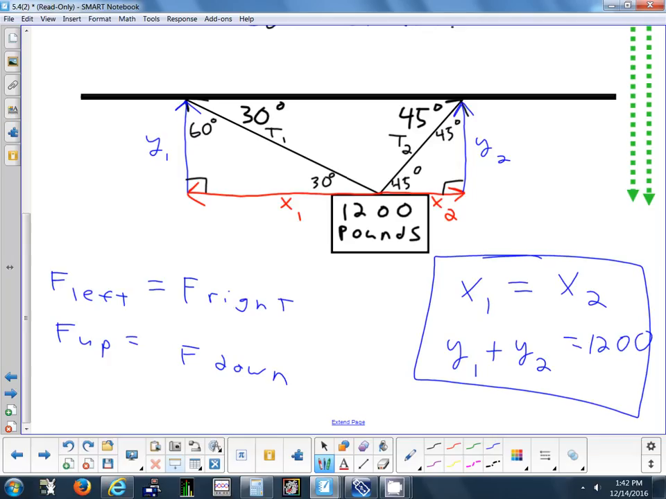The only thing we have to figure out is how do we write X1 in terms of the tension in the cable, because that's what we really want. We want the tension, and we've got to use the angle somehow. Okay, they gave us these angles, we haven't really used them yet. So let's start with X1.